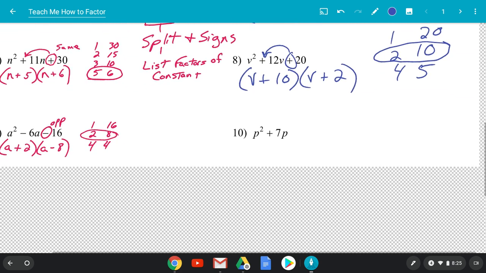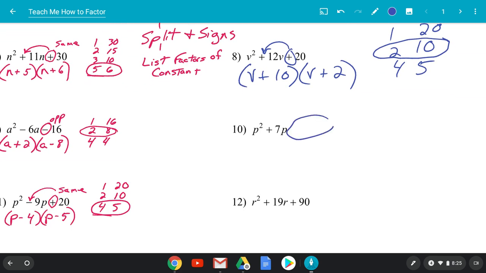Number 10. That looks a little hinky. There's no constant there. Is there a GCF? Yes, there is. P plus 7.